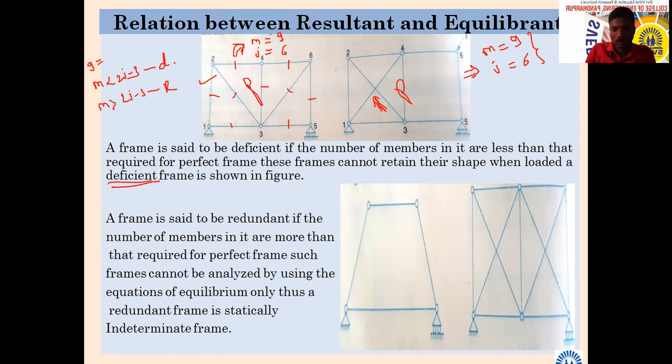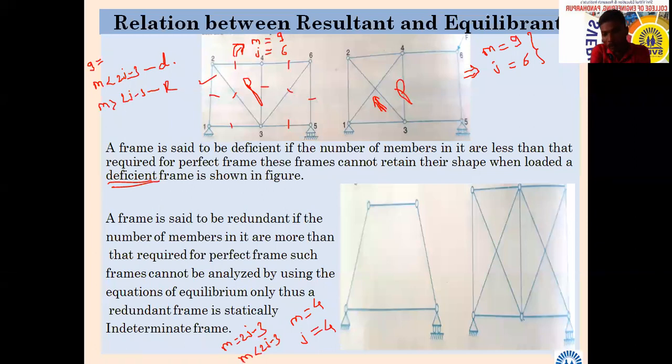Next, for this third figure, m is equal to how much, and j is equal to how much? Both will be 4. Put in the equation: m is equal to 2j minus 3. Less than, sir. Less than means m is less than 2j minus 3.